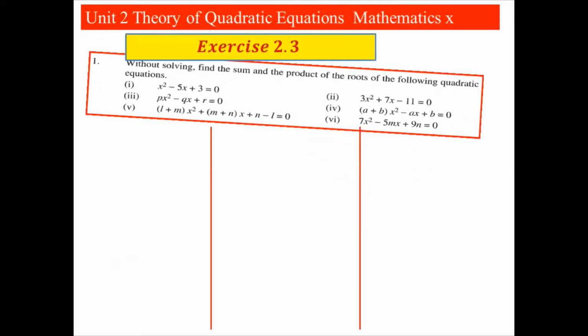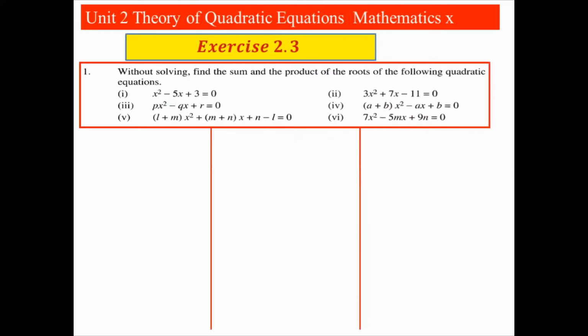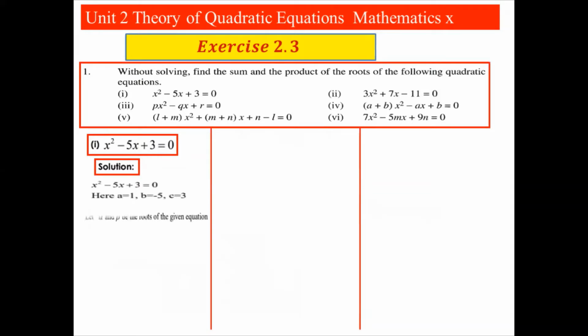Exercise 2.3, question number 1. Without solving, find the sum and product of the roots of the following quadratic equations. Part 1: x² minus 5x plus 3 is equal to 0. Here a is equal to 1, b is equal to minus 5, and c is equal to 3. We suppose that alpha and beta are the roots of the given equation.